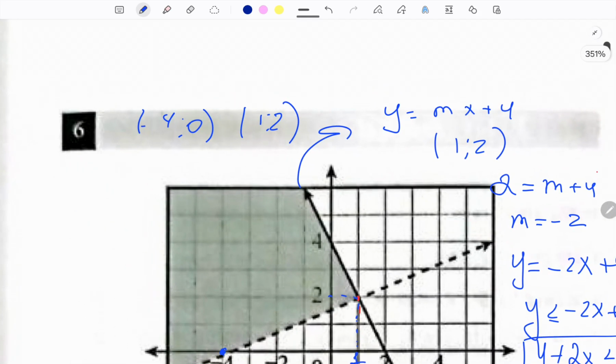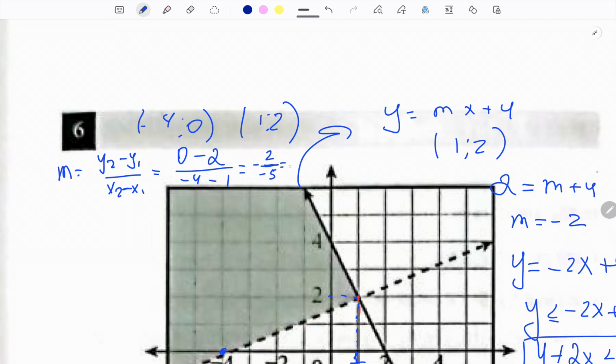So to find the value of m, let's use this formula. m is equivalent to y2 minus y1 over x2 minus x1. So if we substitute these numbers, we will get that 0 minus 2 is equivalent to negative 4 minus 1. So we get that negative 2 over negative 5, that's equivalent to 2 over 5.